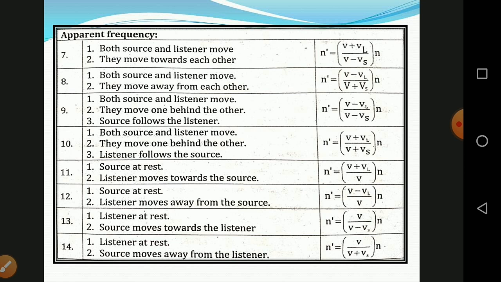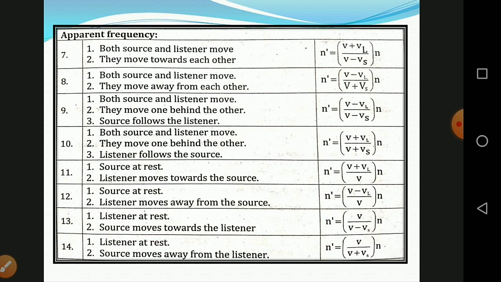When the listener is at rest and the source moves towards the listener, vL is equal to 0. That's why n dash is equal to v divided by v minus vs, because the source moves towards the listener. When the source moves left to right, that means a negative sign. So that's why v minus vs into n.